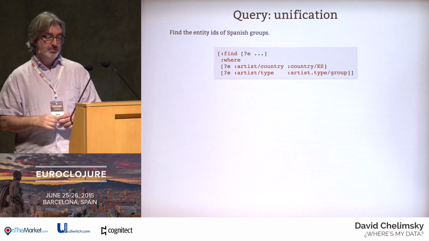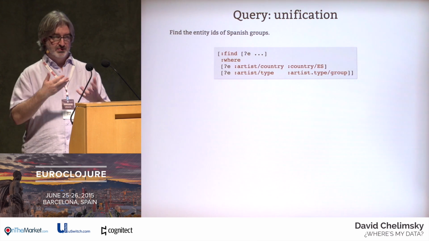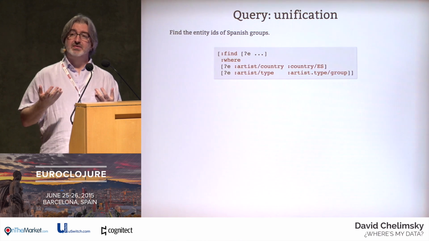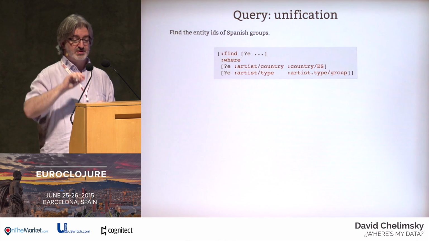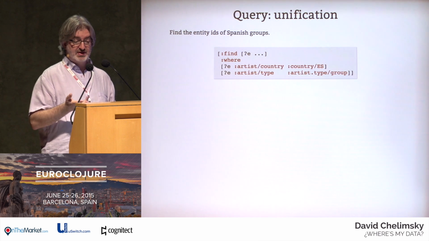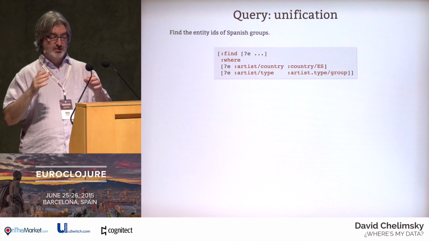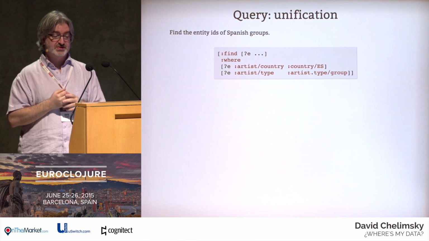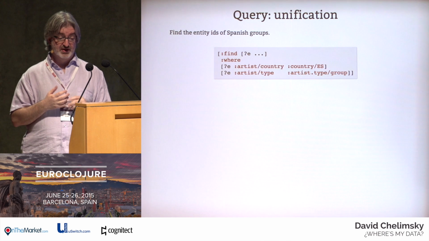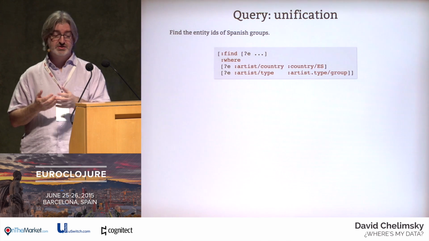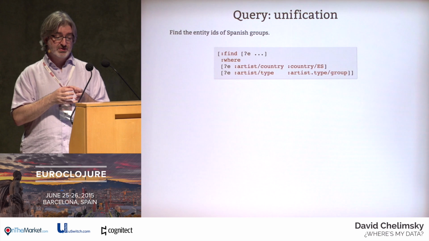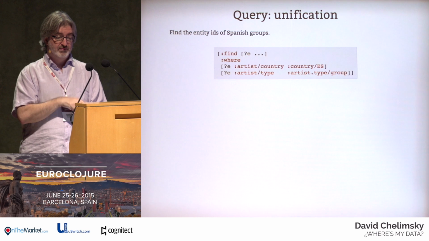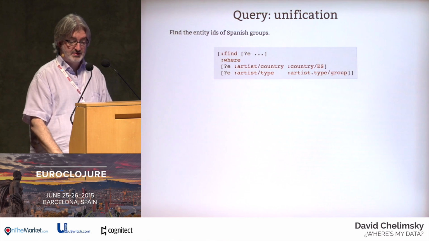So asking about one data pattern is nice, but we probably want to refine the query a little bit more. So here's an example where we could say, specifically, we want the Spanish artists that are groups. What happens here is the query engine processes the first data pattern first, right? First it's going to look for all the values of E that fit into the pattern with artist country and country Spain. And then it's going to narrow that down further to all the values of E that also fit into the pattern of variable E, artist type, and artist type group.